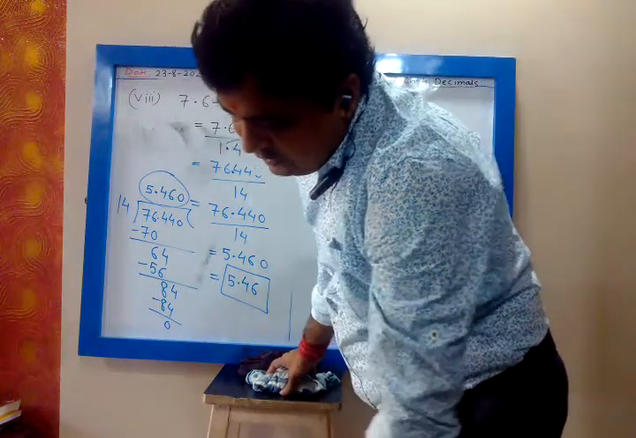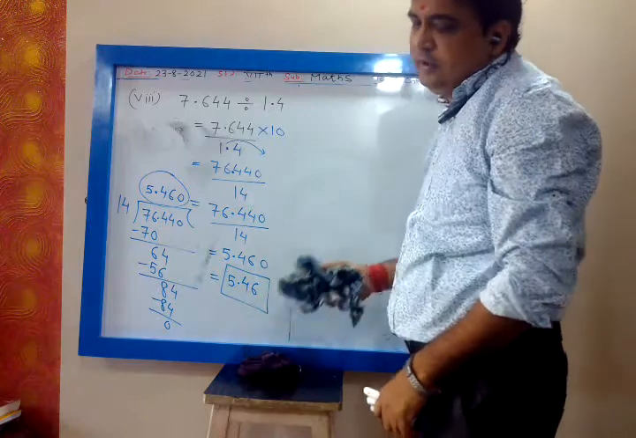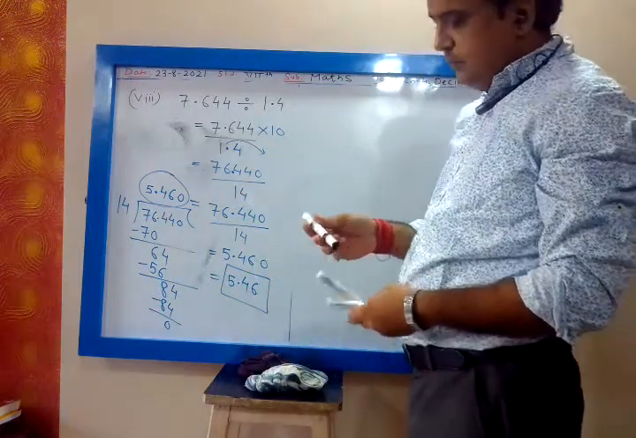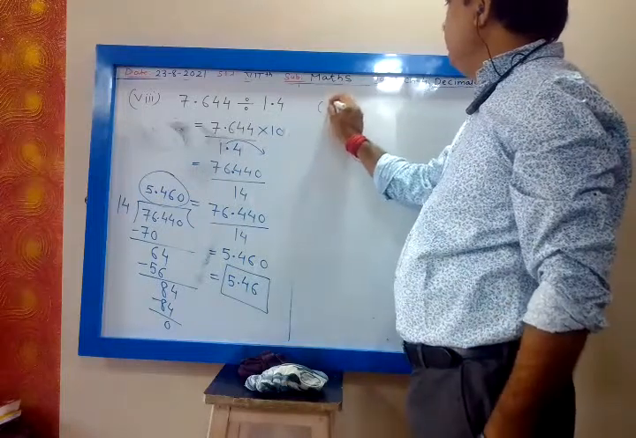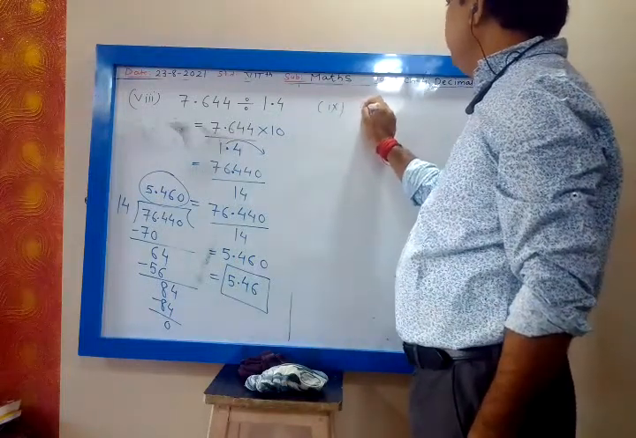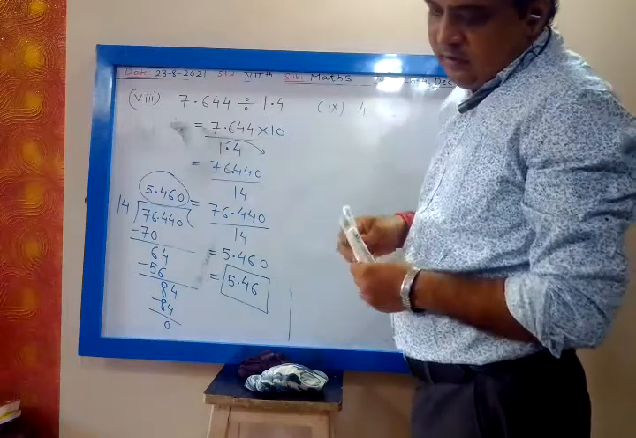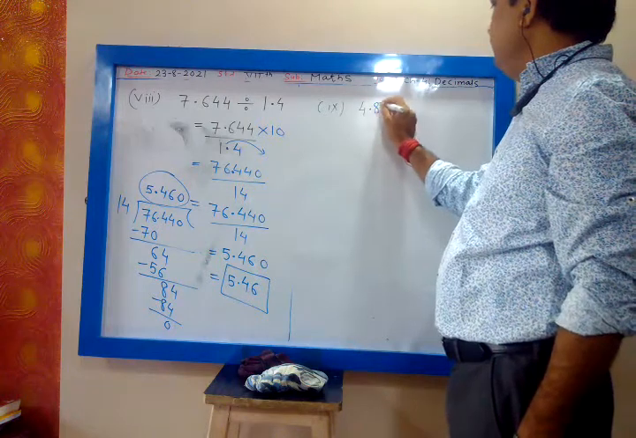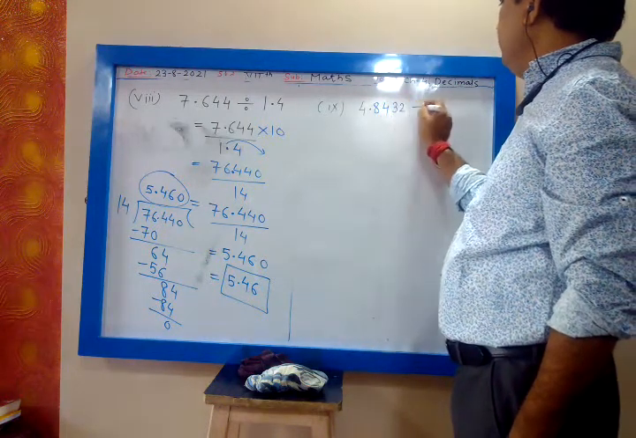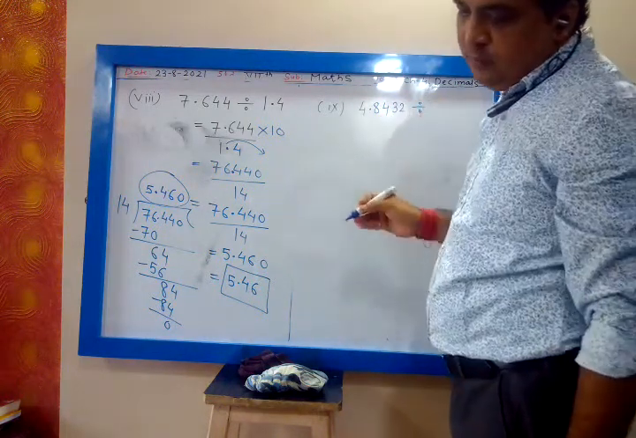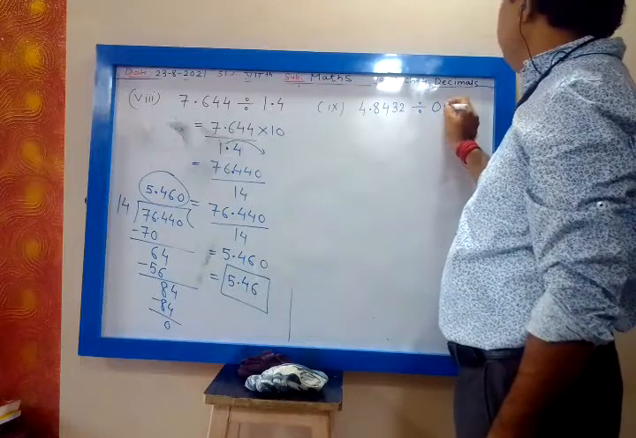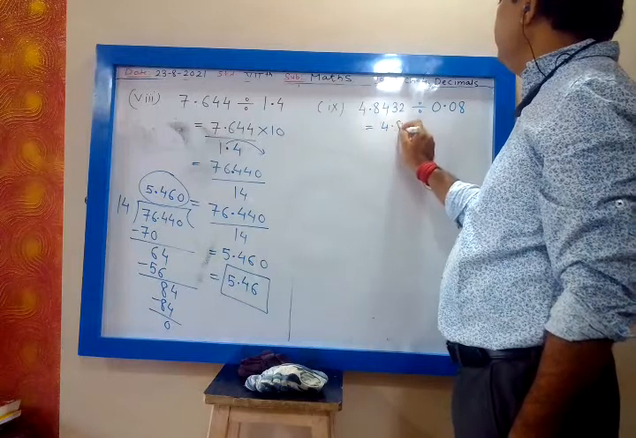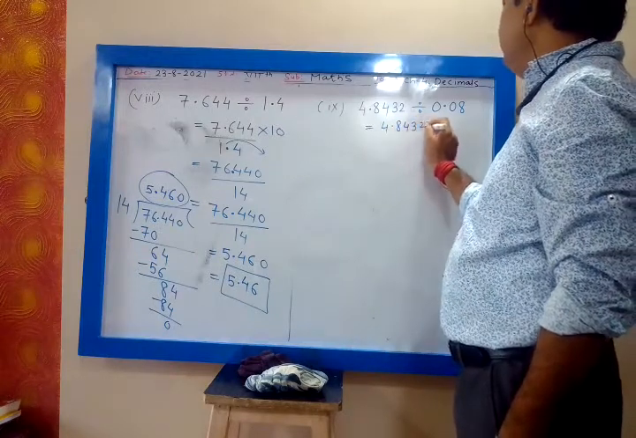Then 4.8432 by 0.08. Let us see. 4.8432, ninth one. 4.8432 divided by 0.08. So this I can write as 4.8432 divided by 0.08.